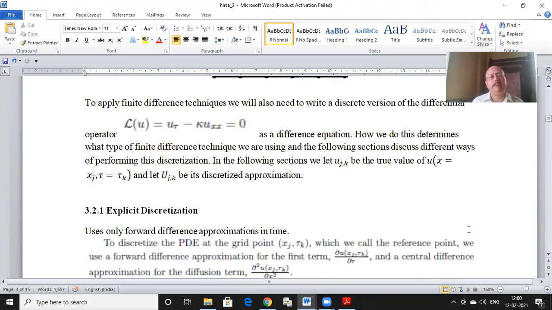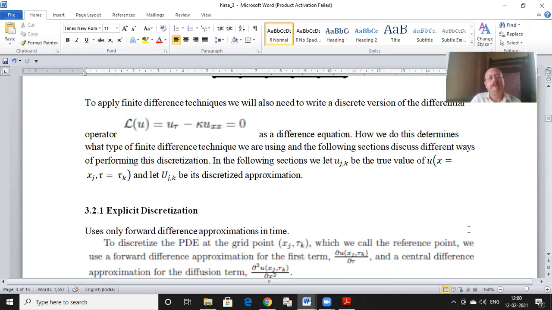So to apply finite difference, I will also need to convert my PDE into its discrete version. So it will be like a difference equation. u tau is a first derivative that I will approximate, and uxx is a second derivative that I will also approximate.